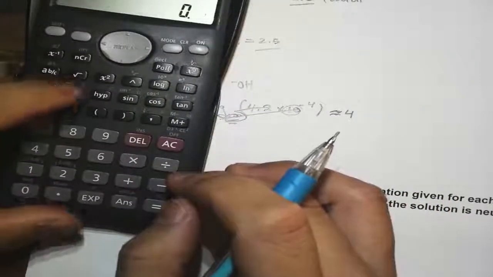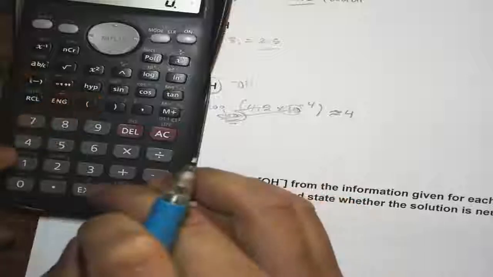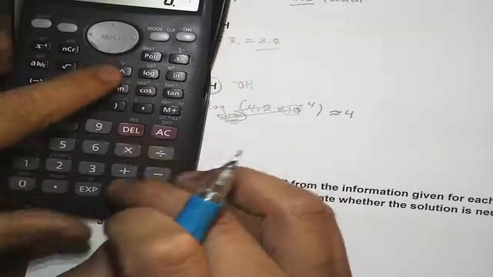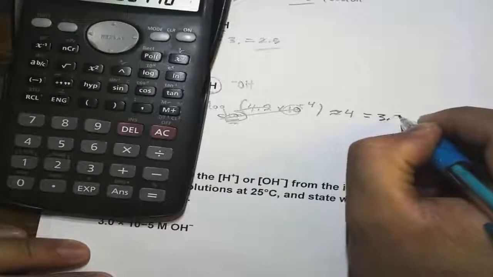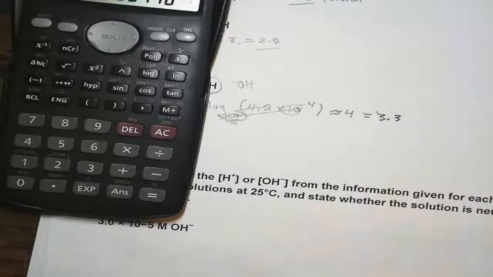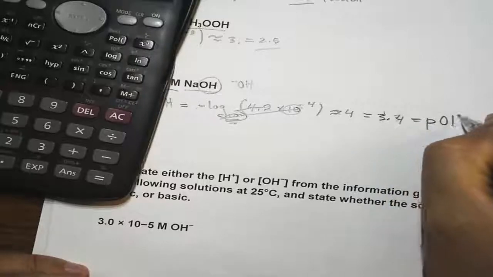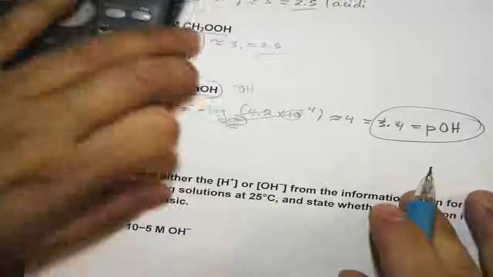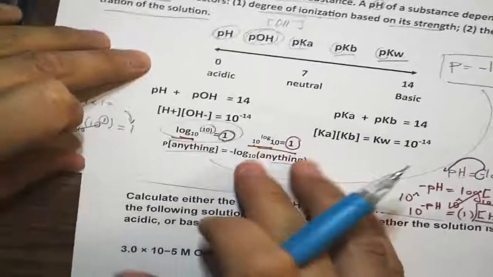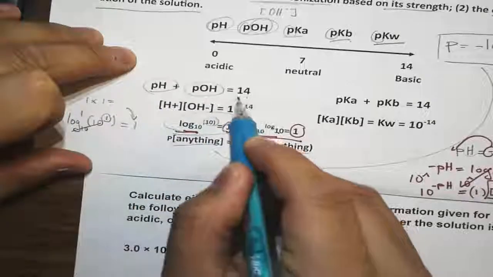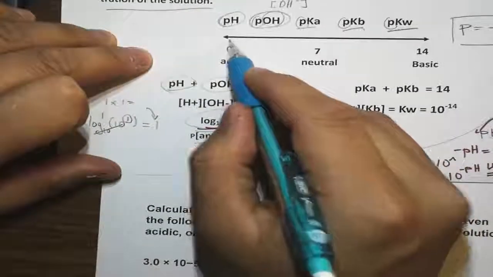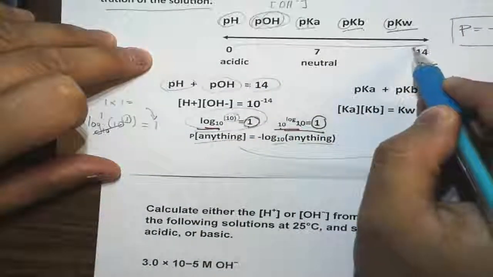Let's prove whether that's a good estimation or not. Well, of course, negative log of 4.2 times 10 to the negative 4 gives us, look at that, 3.3, well, let's call it 3.4, how about that? And this is equal to pOH, okay? Keep that in mind. Now, how is pOH related to pH? Well, you learned in regular chem that pH plus pOH is equal to 14, and that is the entirety of the scale, right? You add them together, equal to 14.